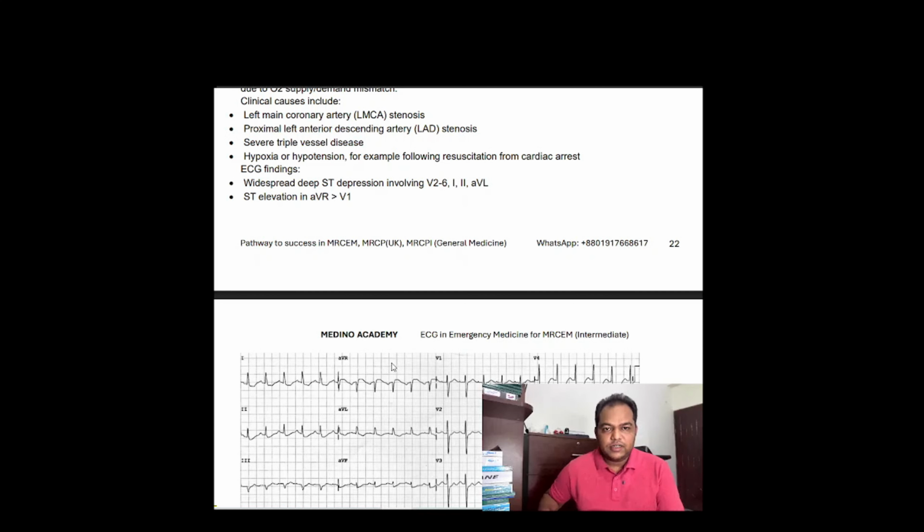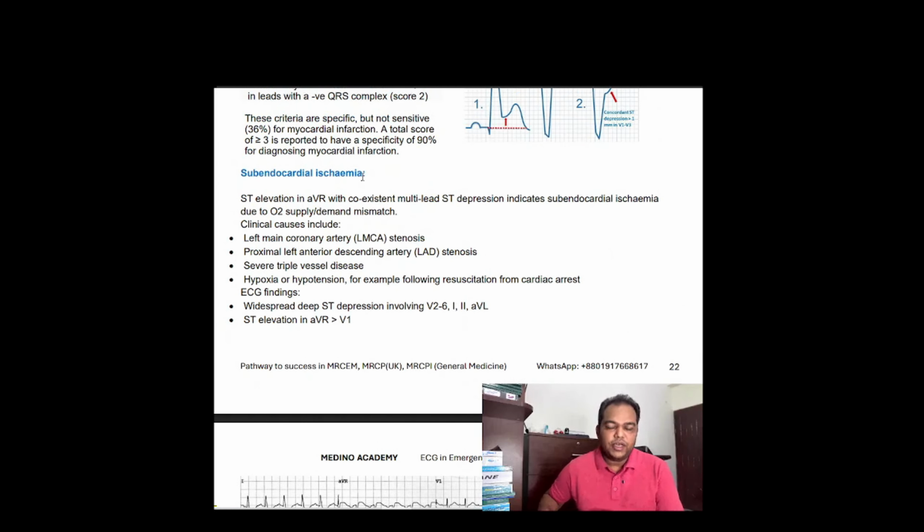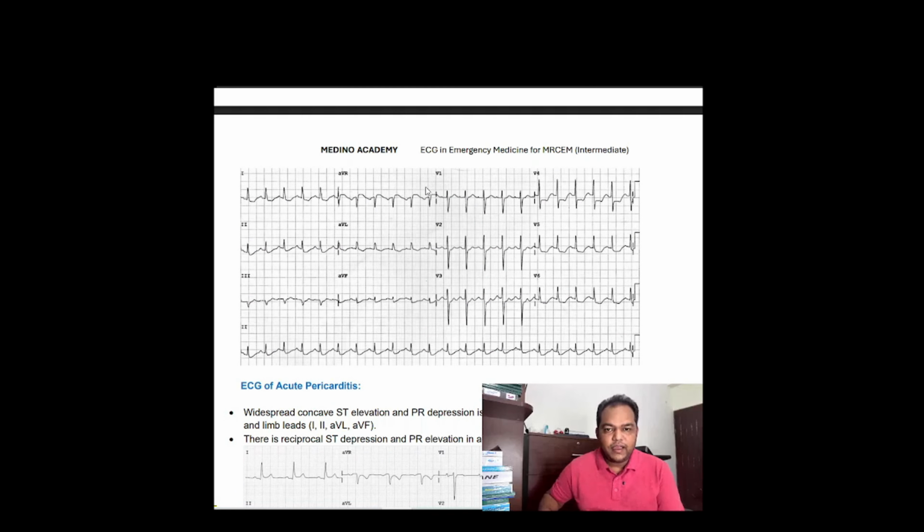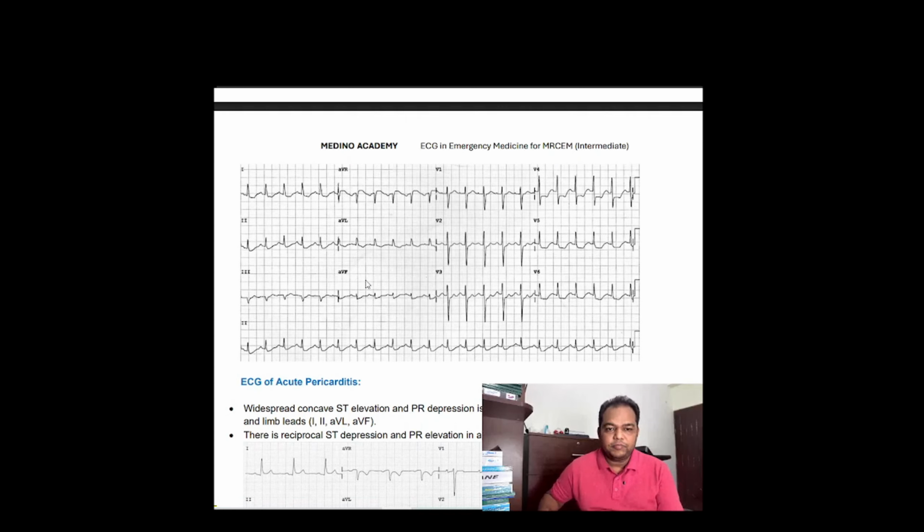It is called subendocardial ischemia, and it also represents left main coronary artery stenosis or proximal LAD stenosis, or severe triple vessel disease. So in case of left main coronary stenosis, proximal LAD stenosis, or severe triple vessel disease, the finding is subendocardial ischemia, that is represented by ST depression in most of the leads and ST elevation in aVR.